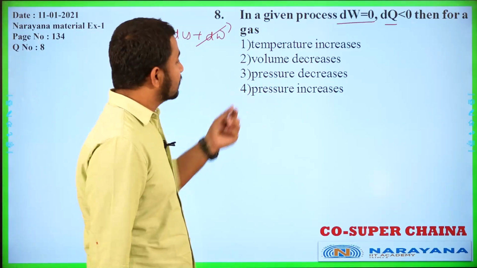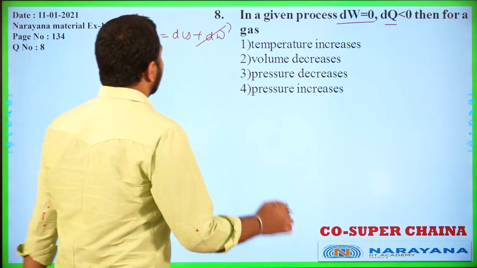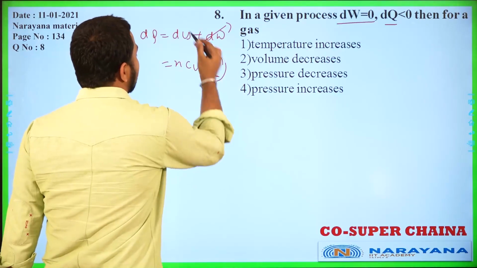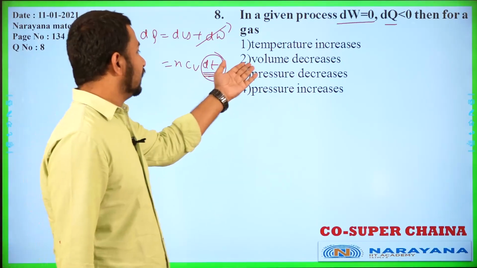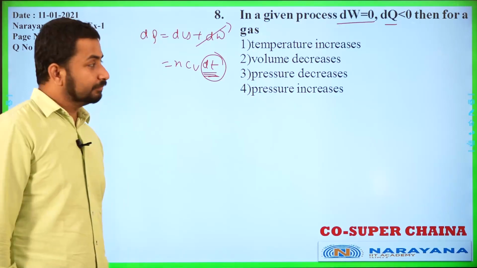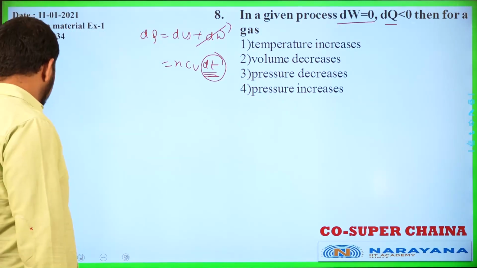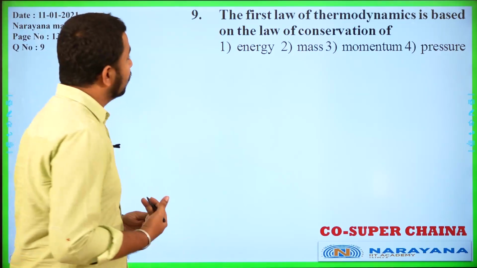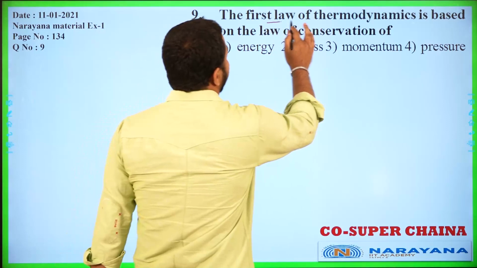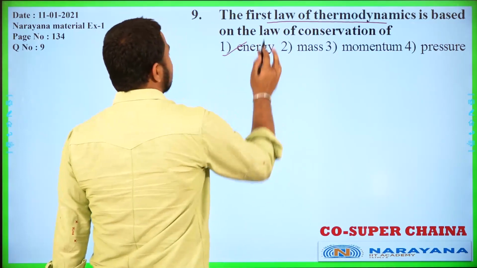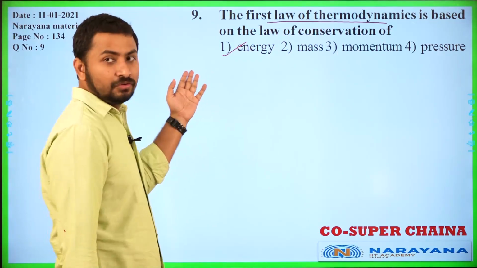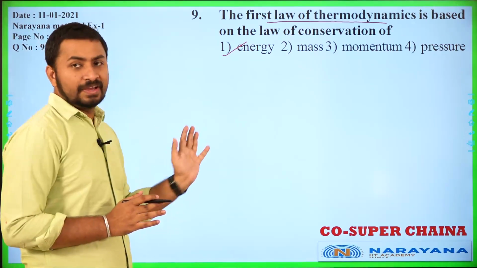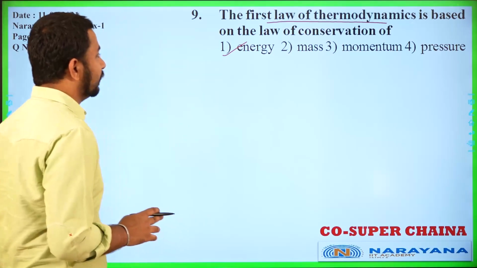So from here we have to check which of the following options is correct. We can write it as n Cv delta T and compare the variation from here, right? It is pretty easy. These are applications of the first law of thermodynamics only. Be careful on this. The first law of thermodynamics is based on the law of conservation of energy. In an isolated system, the energy will be conserved, and this is what the first law of thermodynamics says.